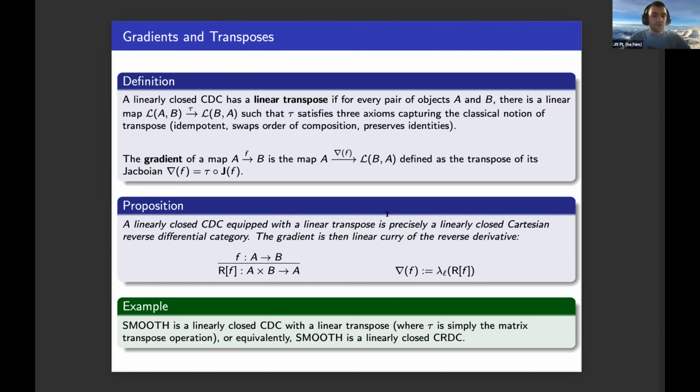So in that case, the gradient is defined. The gradient is then obtained just by taking the linear curry of the reverse derivative. So our favorite example, smooth, is a linearly closed CDC with a linear transpose, and therefore a linearly closed Cartesian reverse differential category.